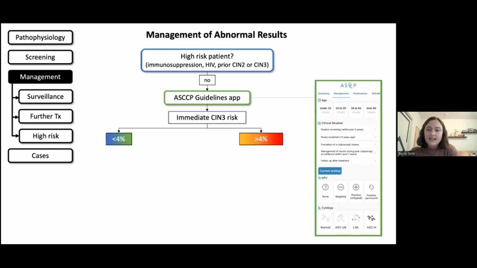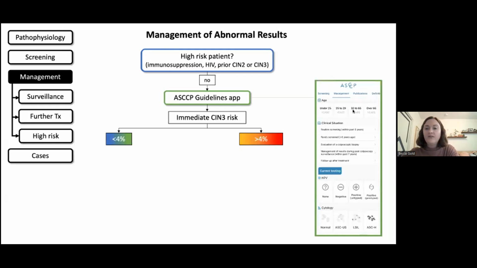If that risk is greater than 4%, you'll go down one pathway, and if it's less than 4%, you'll go down another. This tool is based on data from a prospective longitudinal cohort study of 1.5 million patients from Kaiser Permanente, Northern California. And they estimate your patient's risk using their current screening test results, any prior test results and biopsy results, as well as personal factors like age and immunosuppression.